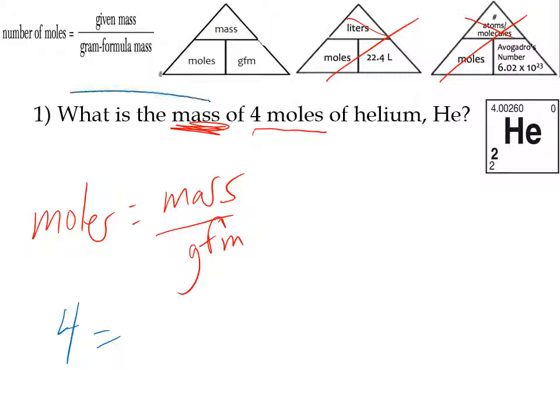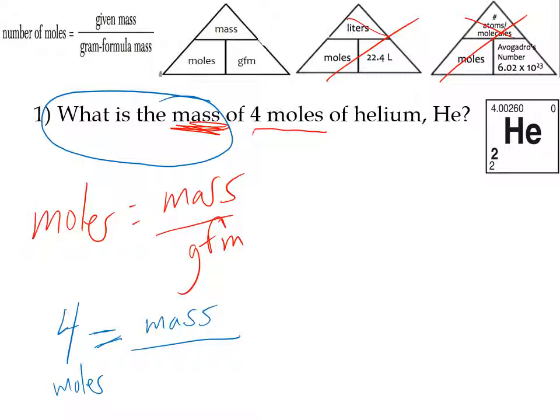Now the question says, what is the mass? That's what we're looking for. That's the thing we don't know, so I'm just going to leave that blank. That's our mass, our unknown. We've got the 4 moles over here, we've got mass on top of the fraction, and we now need to know what the GFM is. We can't have two unknowns in the formula, so we need something we can look up. The GFM you can always look up, because that's just on the reference table.